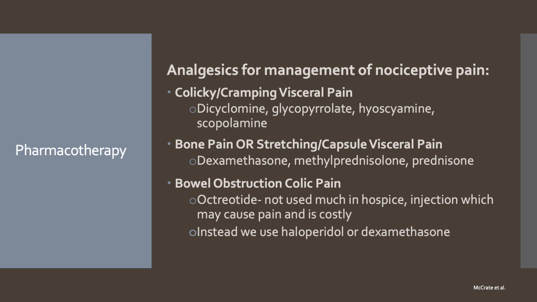Lastly, specifically for bowel obstruction colic pain, you may see octreotide used in other settings, but this is actually not used much in hospice. The reason behind that is it's an injection, so that could cause pain, and it is a little bit more costly. So instead, in our hospice setting, we typically use haloperidol or dexamethasone to help with a bowel obstruction pain.